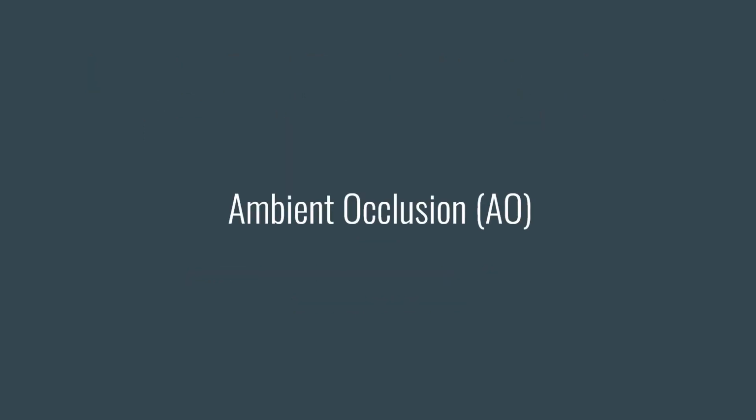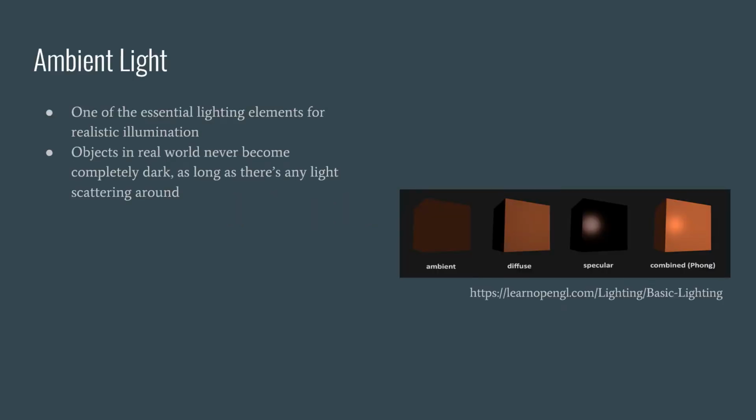Before we look at the paper, I will make a short explanation about what ambient occlusion is. The basic lighting elements as they are mentioned in Phong illumination consist of ambient, diffuse, specular, and emission lights. The presence of ambient light makes the objects in the real world never be completely invisible, as long as there's any source of light. Even if an object is not under the direct radiance of the light source, the photons scatter around and eventually come into our eyes so we can see the object.